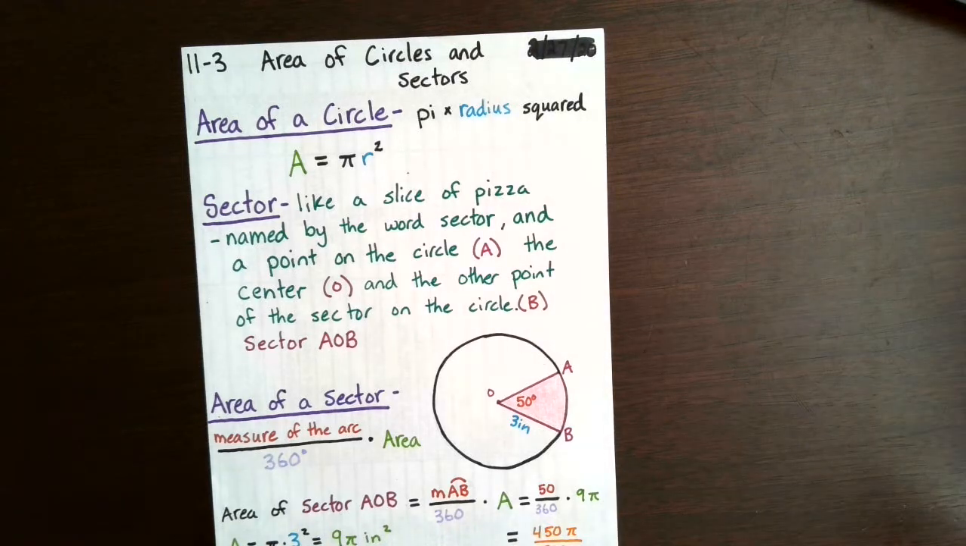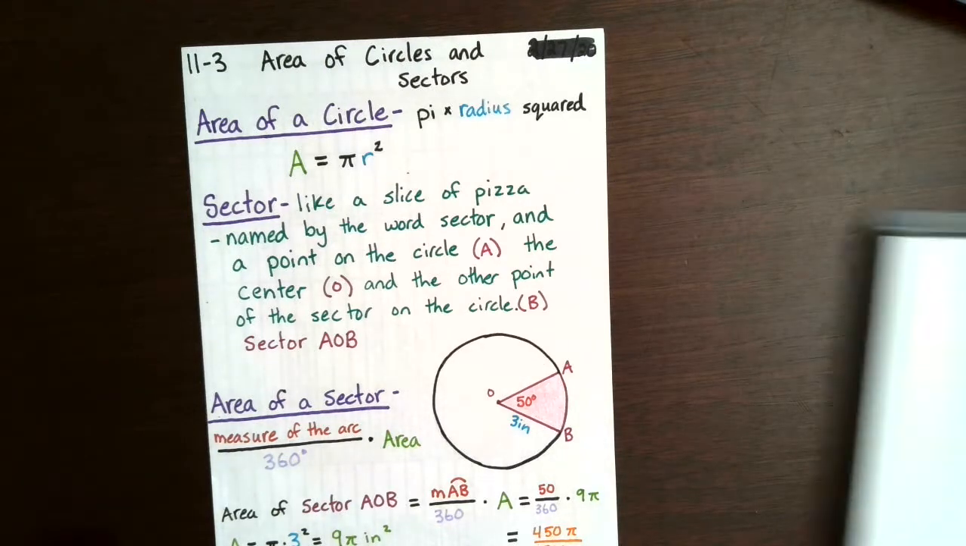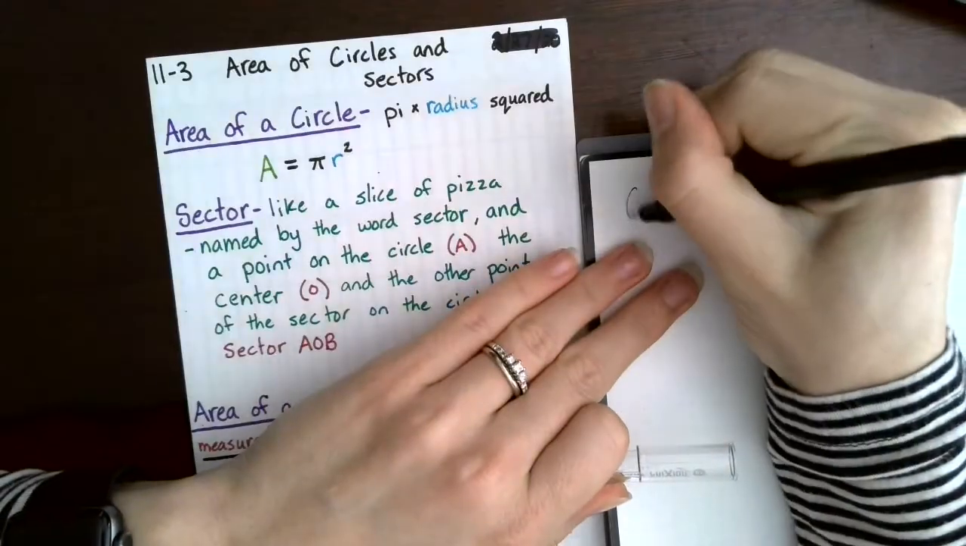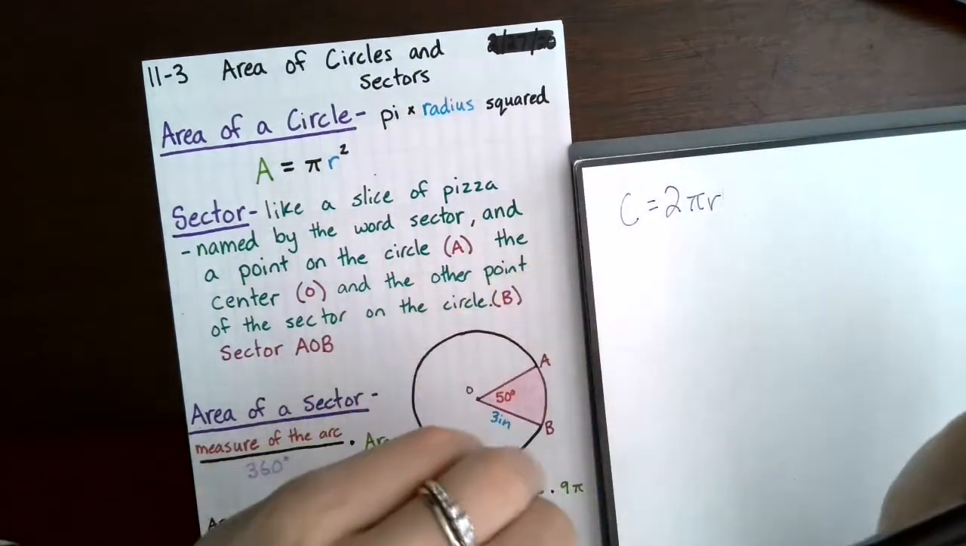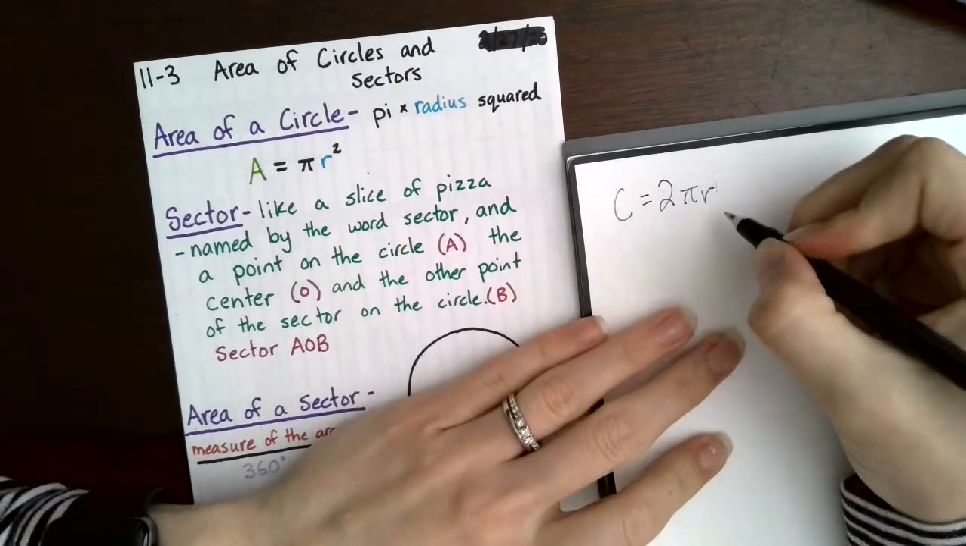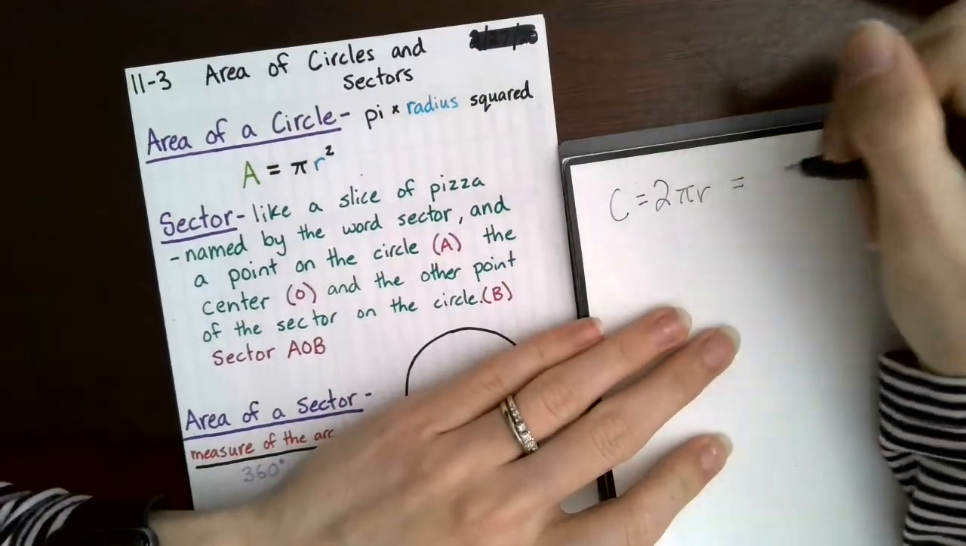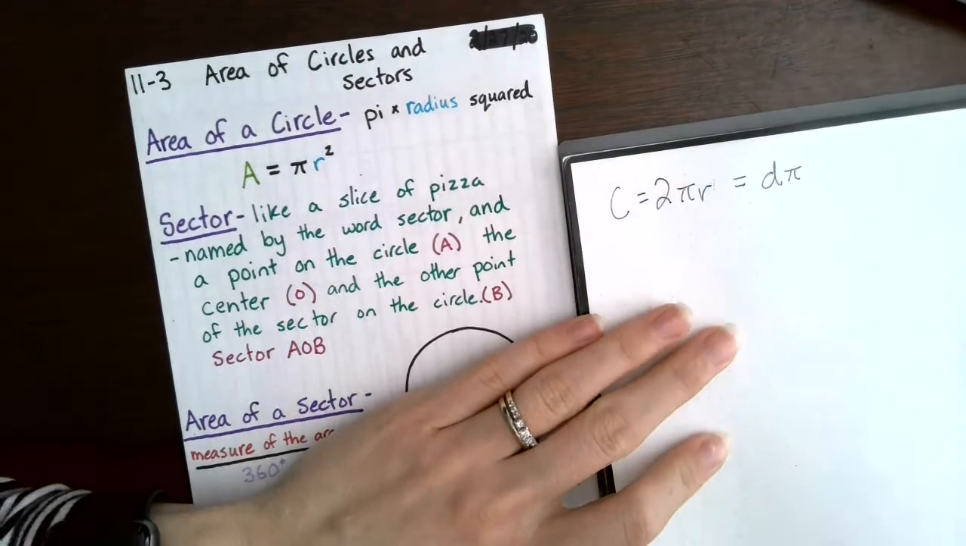Okay, so for 11-3, area of circles and sectors, we first have to understand what the area of a circle is. So if you remember, circumference was 2 pi r. Circumference equals 2 pi r. That was just 2 times the radius. And we were allowed to use diameter for circumference because that's the same as just diameter times pi.